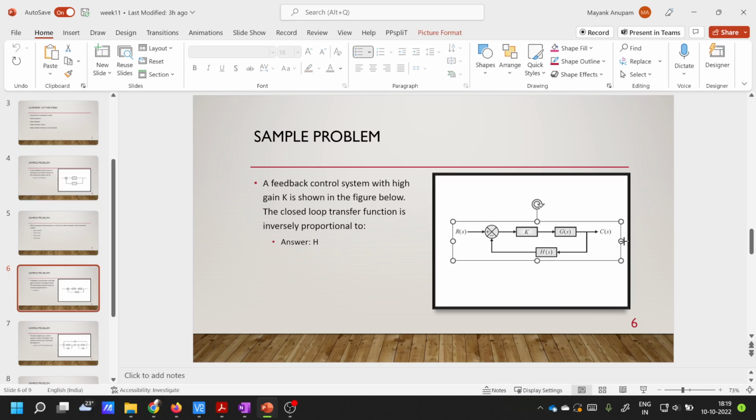Again, this is a feedback control system with high gain K. In this case, the gain K is very high. From R of S to C of S, R of S is the input and C of S is the output. You can see there is a direct path, and there is also a feedback path which comes from H of S. The forward path with this gain K is very high, as said in the question. So the closed loop transfer function is inversely proportional to what? Let's find the closed loop transfer function, then we will see.